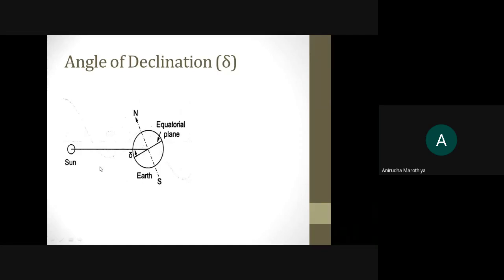So, with respect to this diagram, the angle of declination is nothing but the angular displacement of the Sun with respect to the Earth equatorial plane. What is the angle of declination? It is nothing but the angular displacement of the Sun with respect to the Earth equatorial plane. So, this is your Earth equatorial plane, and this is the position of the Sun with respect to Earth. For this instant, it is very clear that the position of the Sun is above the Earth equatorial plane. So, this angular displacement is known as the angle of declination.